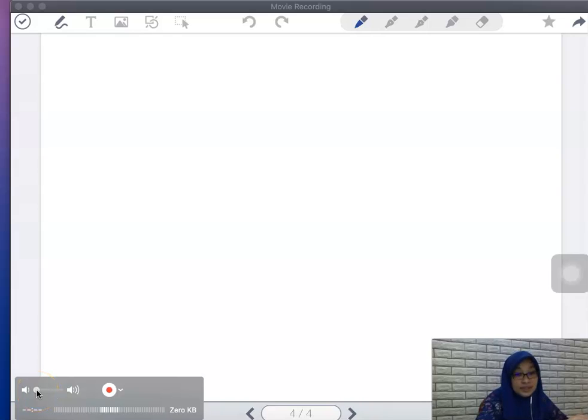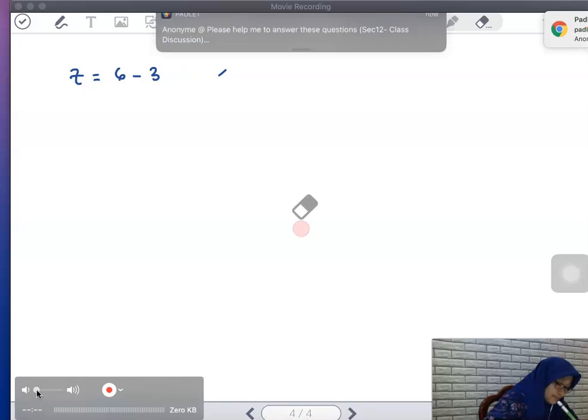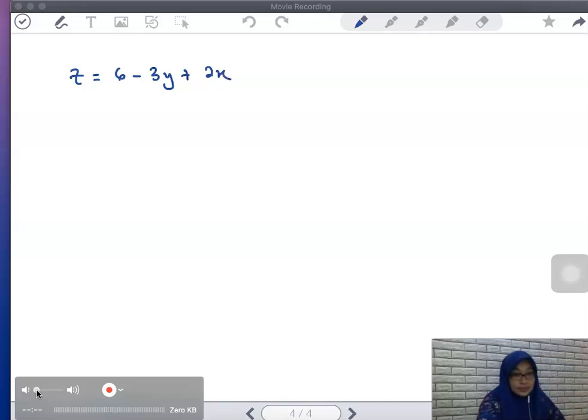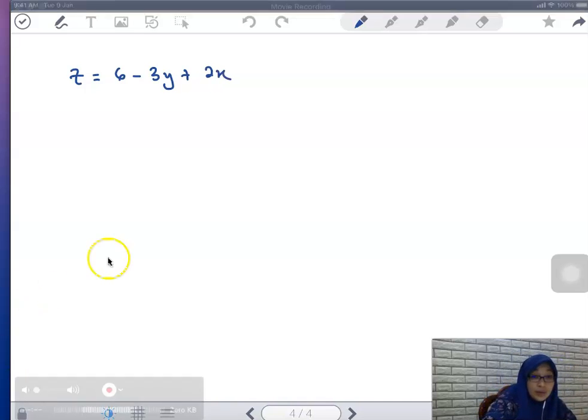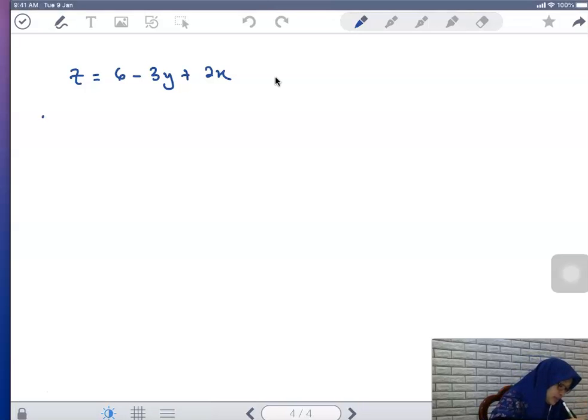Okay, so here is another example of the tetrahedron. We have z equal to 6 minus 3y plus 2x. How many variables do we have? 3, right? So how many traces? 3 traces. Okay, so now we set x equal to 0.